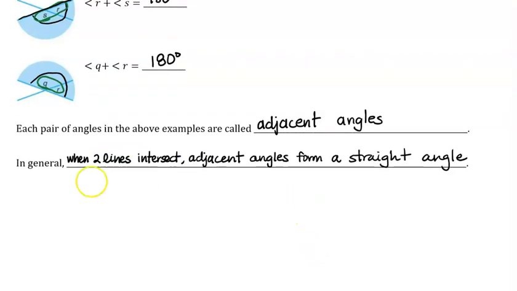So now that we know that, it is safe for us to say that adjacent angles add up to 180, because for us to say that they form a straight angle is the same as us saying that they add up to 180 degrees. Adjacent angles add up to 180 degrees.